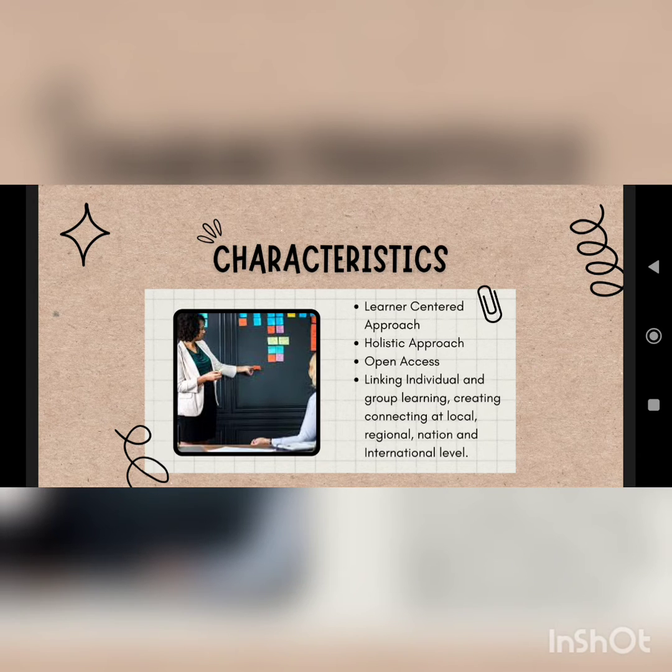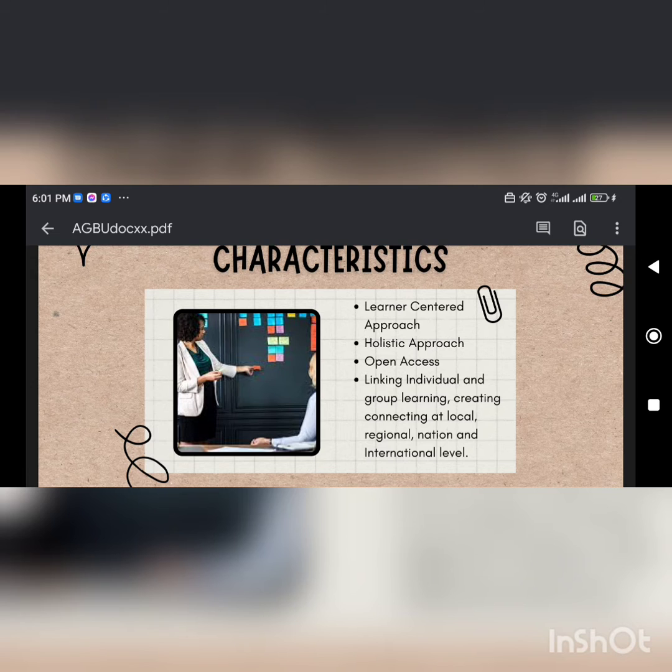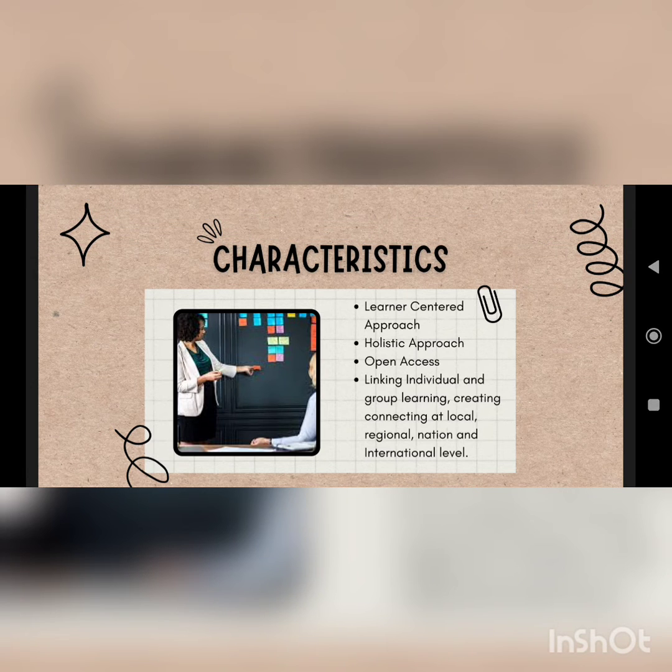The third characteristic is open access. Open access actually refers to relatable issues in the community. As a social studies major, we should be proactive about all the issues so that we can find solutions to those certain issues.